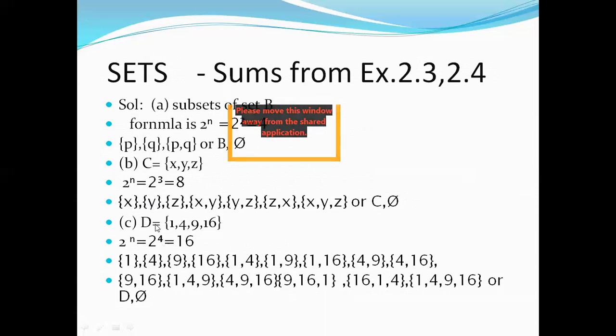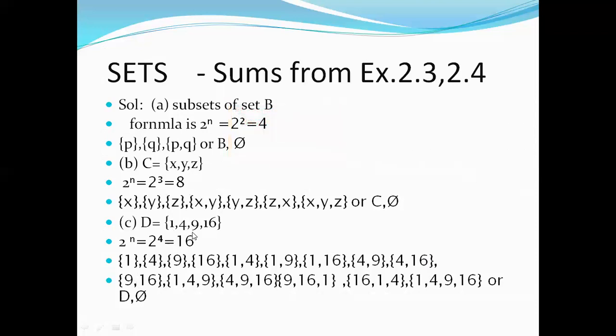Now the last one is D. The set D has 4 elements: 1, 4, 9, 16. The formula is 2 power n, that is 2 power 4, which is 16. Then we have to get 16 subsets. Just check here: {1}, {4}, {9}, {16}, then 2-element sets. Starting with 1: {1, 4}, {1, 9}, {1, 16}. Now with 4 you write {4, 9}, {4, 16}. The next one, with 9: {9, 16}. So all two-element sets we have completed.